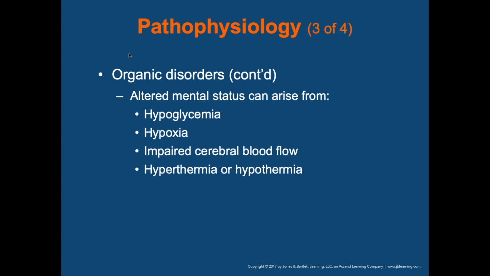Altered mental status can arise from hypoglycemia, hypoxia, impaired cerebral blood flow, or hyperthermia or hypothermia, which is why when we have these patients, we need to do different tests if they'll allow us to do so, as long as we are being safe. If you need to check a blood sugar on someone who's altered and they're fighting with you, taking out stuff to check a blood sugar may not be the best option at that point in time. So we've got to play it by ear and make sure that we are safe first. Our safety always comes first, and then our crew, then our patient.